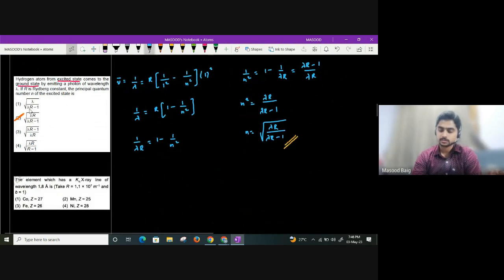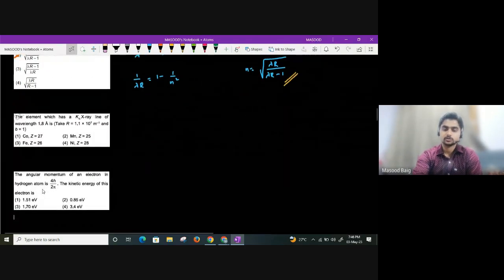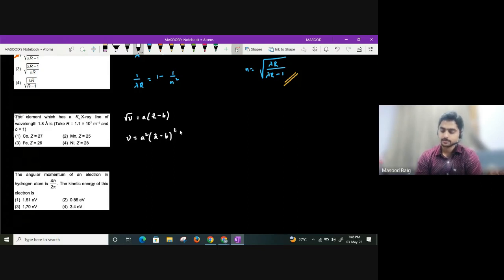Let's see the next case, guys. The element which has a K alpha X-ray line of wavelength 1.8 angstrom is what they are asking. So what we can use again, as I told you yesterday, is Moseley's law. What does Moseley's law state? It gives the relation between the frequency as well as the atomic number. So I can write root nu as a into z minus b. So I get the nu value as a square into z minus b whole square, right?